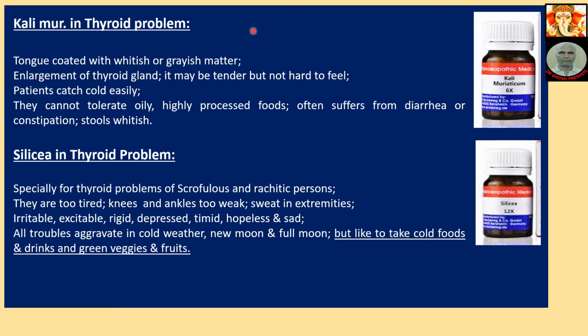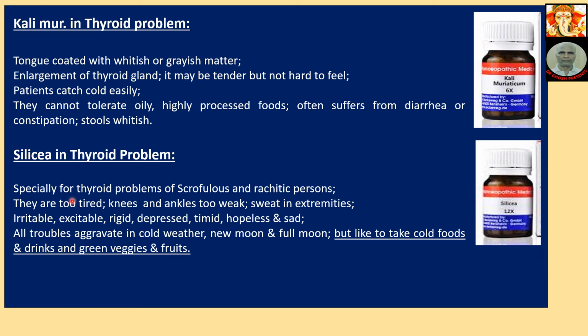Now the remedies: Calcarea carb in thyroid problem. Tongue coated with whitish or greyish matter, enlargement of thyroid gland. It may be tender but not hard to feel. Patients catch cold easily. They cannot tolerate oily, highly processed food, often suffer from diarrhea, constipation, stool whitish.